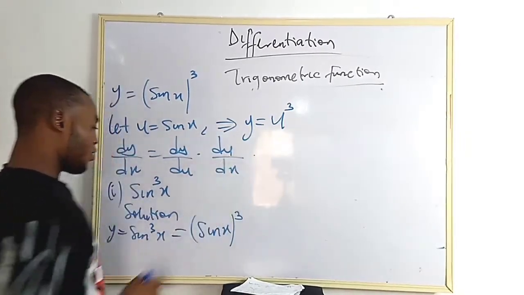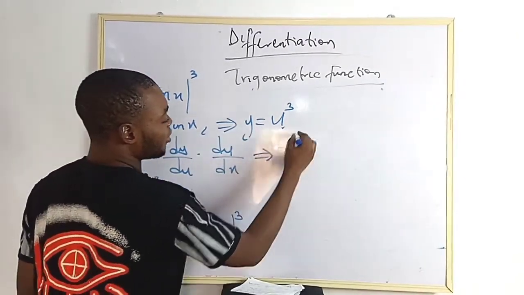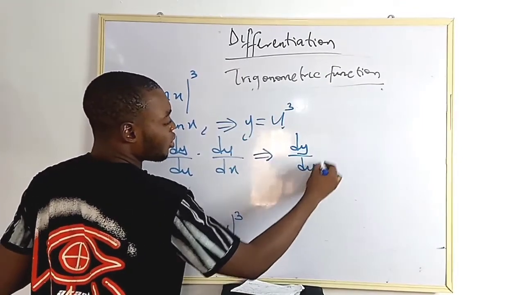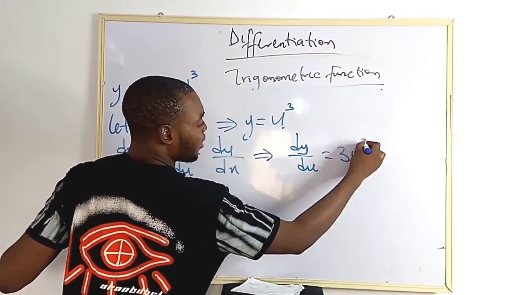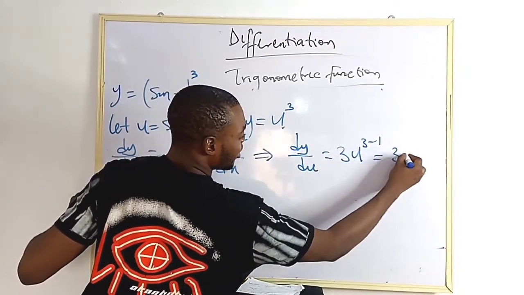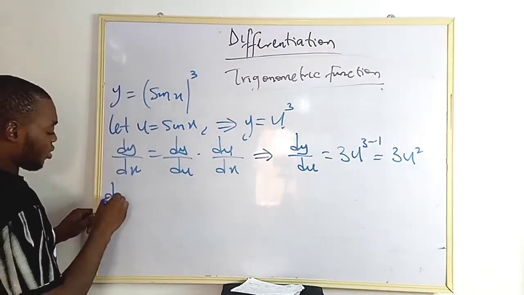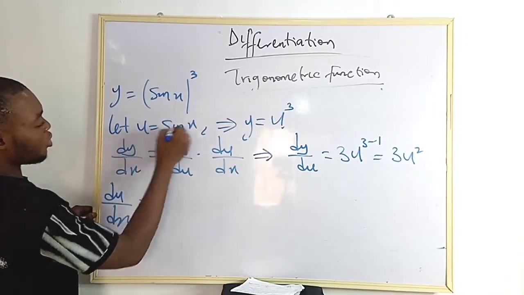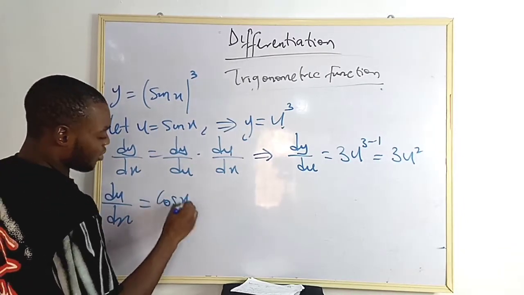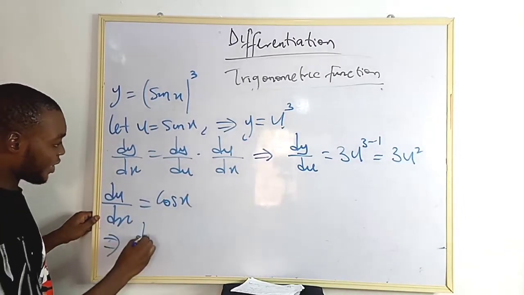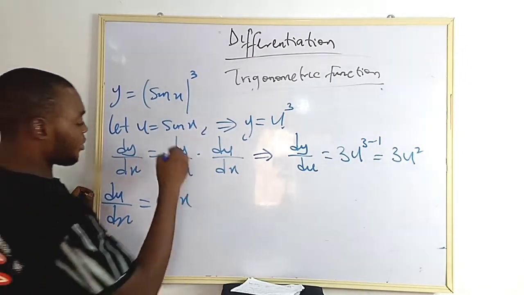From what we have here, this is our y, so dy/du will be equal to, differentiating with respect to u, bring 3 here, u raised to the power 3 minus 1, that's 3u squared. For du/dx, where's our u? u equals sine x. Now differentiate sine x. The derivative of sine x is cos x.